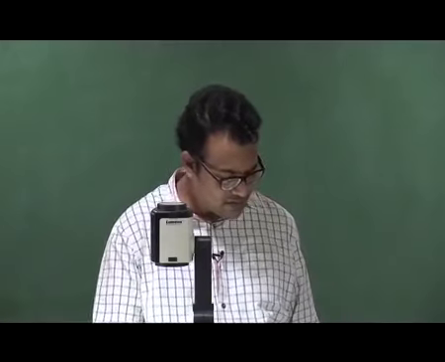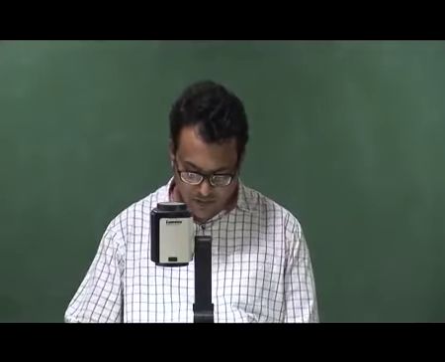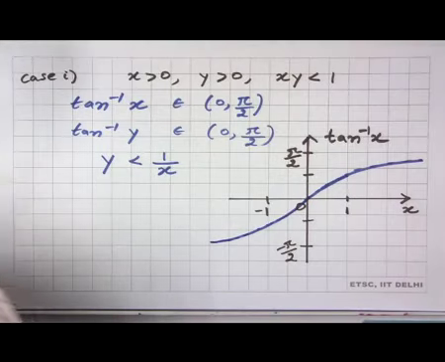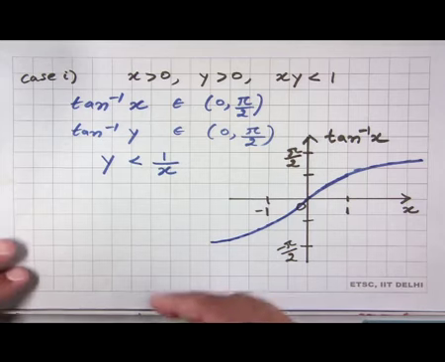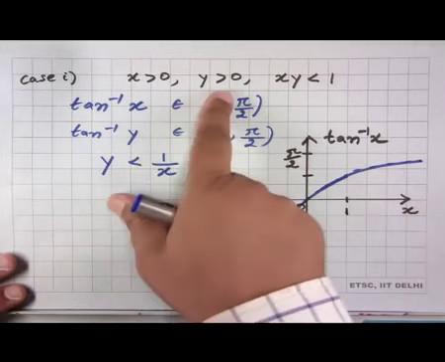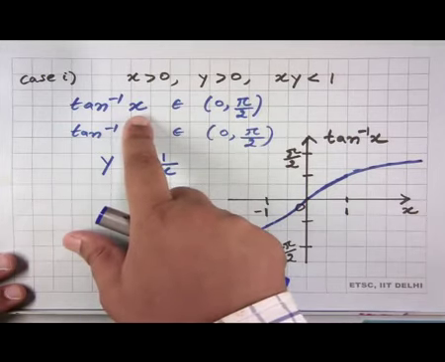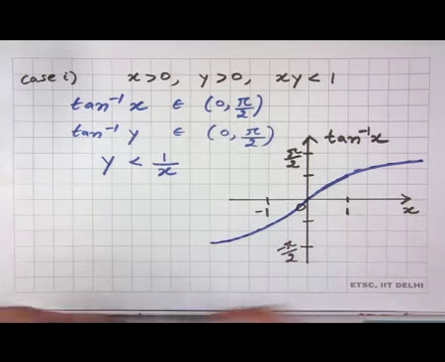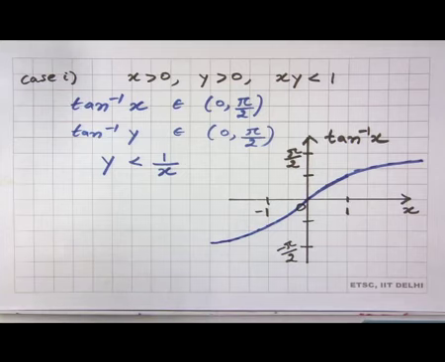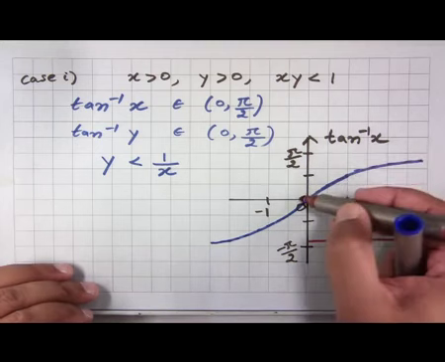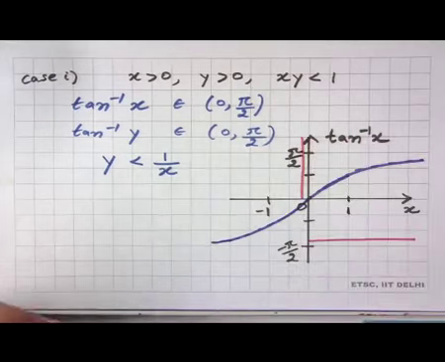So, let us take the case when the product of x times y is less than 1, but both x and y are positive. Since x and y are both positive, tan inverse x will belong to the interval 0 to pi by 2, and that is clear from this graph of tan inverse x. If we look at the positive values of x, we see that tan inverse x is taking values on the positive side of the vertical axis.